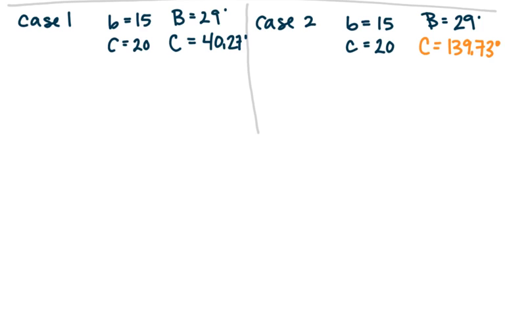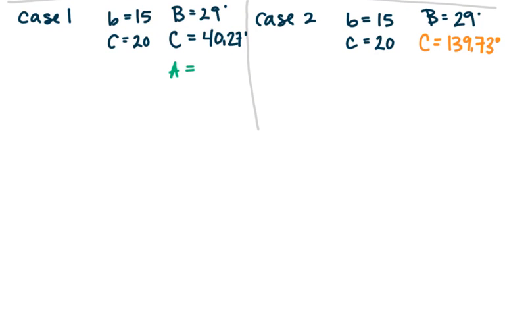Well, very easy. I'm going to work over here on case 1 first. Very easy. I can determine what angle A is because I know the sum of these two angles. What we know is that all three of the angles are going to add up and equal 180. So 180 minus B, which is 29, minus C, which is 40.27, gives me angle A, which is 110.73.